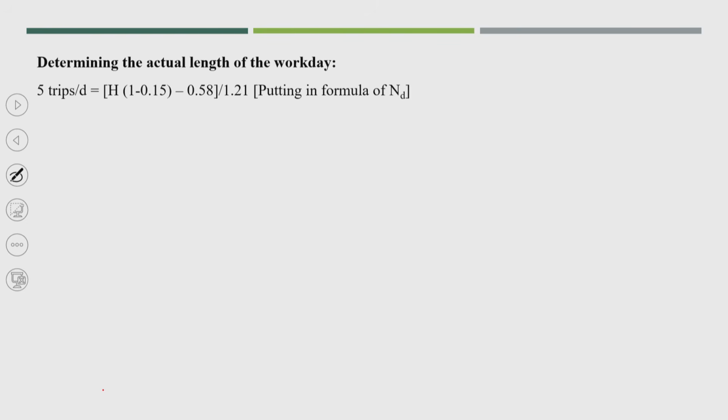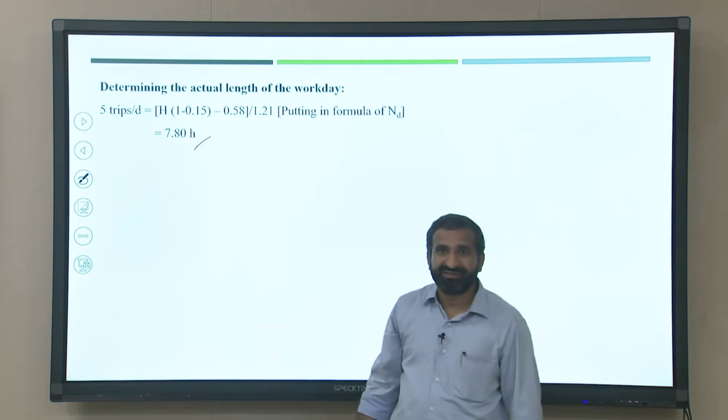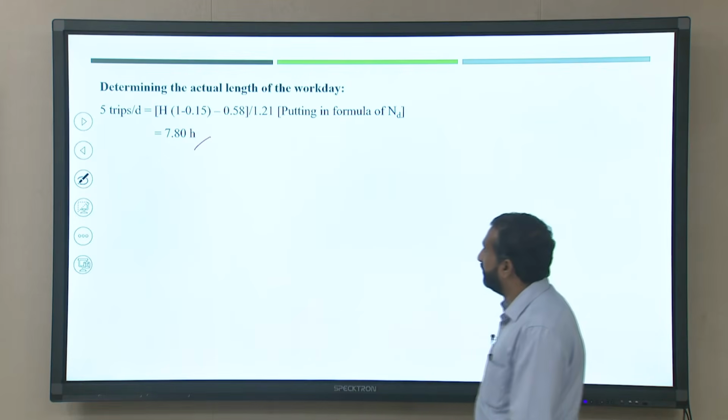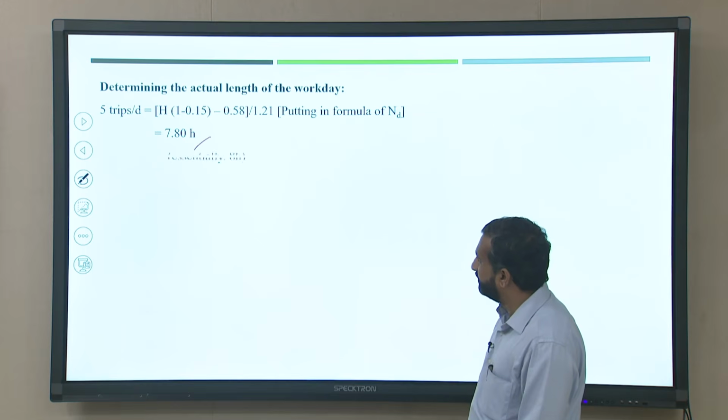So, if you put it in the same equation, putting in the formula of ND, the same 5 trips per day, and we will calculate the H value. So, here H is coming to 7.8 hour, but the actual work time available is 8 hour. So, that 0.2 hour is available. So, essentially it will be the 8 hour.